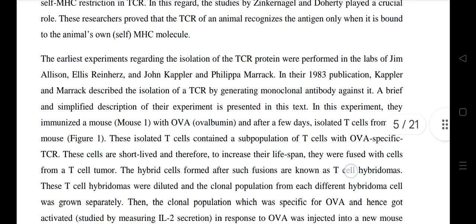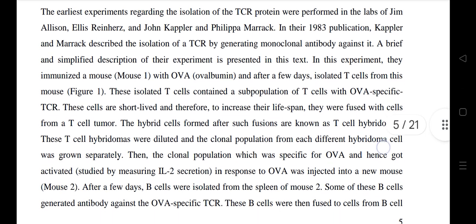In their 1983 publication, Kappler and Marrack described the isolation of a TCR by generating a monoclonal antibody against it. A brief and simplified description of their experiment is presented in the text. In this experiment, they immunized mouse 1 with OVA, ovalbumin, and after a few days isolated T cells from this mouse. These isolated T cells contained a subpopulation of T cells with OVA-specific TCR. These cells are short-lived and therefore, to increase their lifespan, they were fused with cells from a T cell tumor. The hybrid cells formed after such fusions are known as T cell hybridomas.